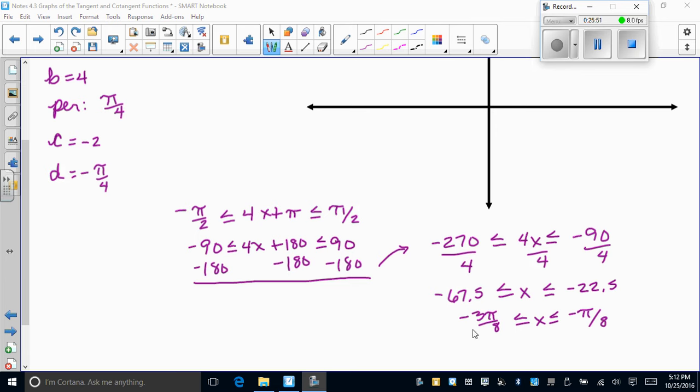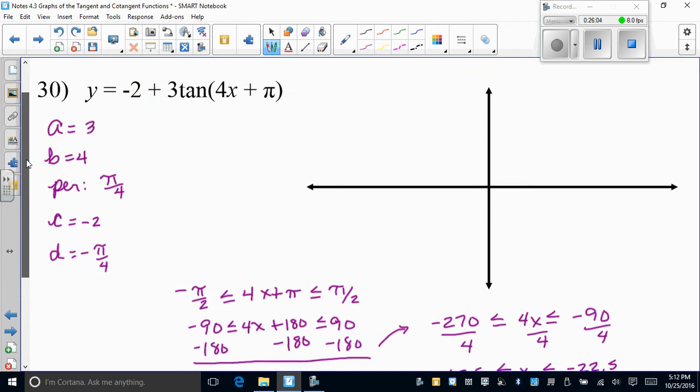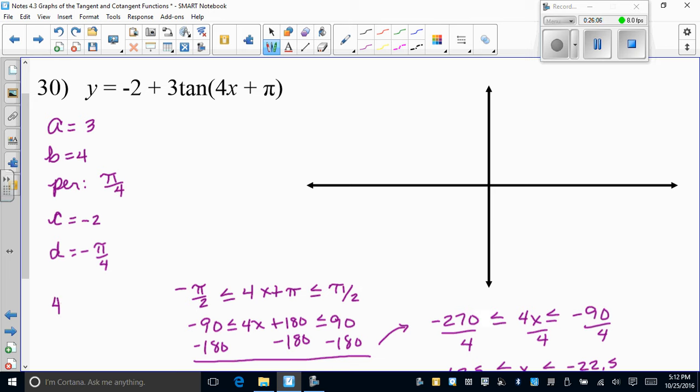So we know we have our period correct, and our d value showed us how much we're moving it over. Also, if you want to verify that d value, you just take the 4x plus pi and set it equal to 0. So you get 4x is equal to negative pi, so x would be equal to negative pi over 4. And that's where this value up here came from. Okay, so now we have to graph this thing.